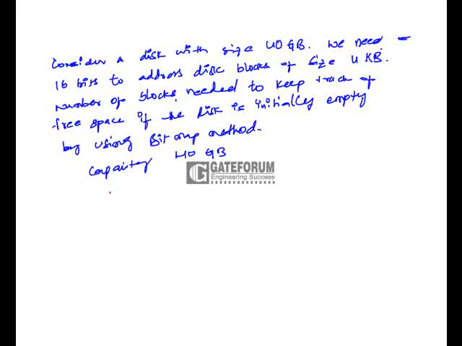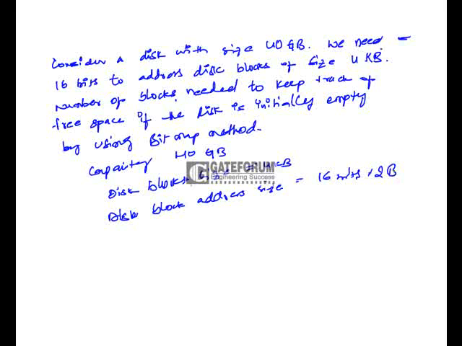That means disk block size is given as 4 KB, and 16 bits are needed in order to address the disk blocks. That means disk block address size is given as 16 bits. That means that is equal to 2 bytes. So this is the given information.